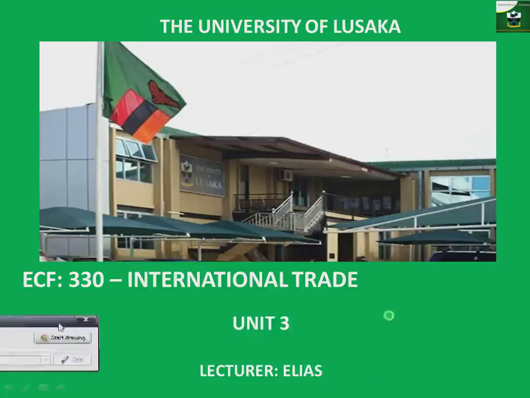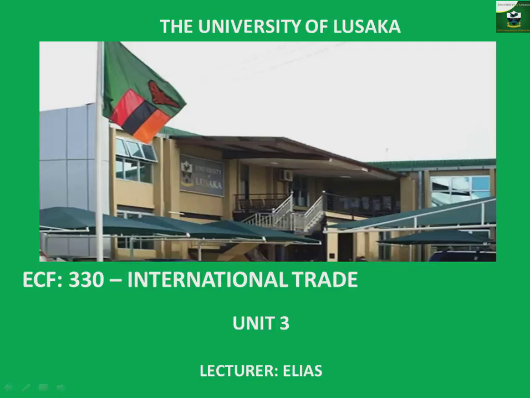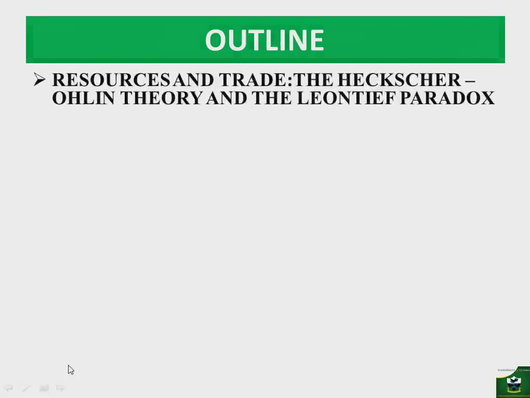Hello. So we are now in Unit 3 of International Trade. I am Elias. In this Unit 3, we are going to look at the resources and the trade that will take place. Within that, we will look at the Heckscher-Ohlin Theory and the Leontief paradox.